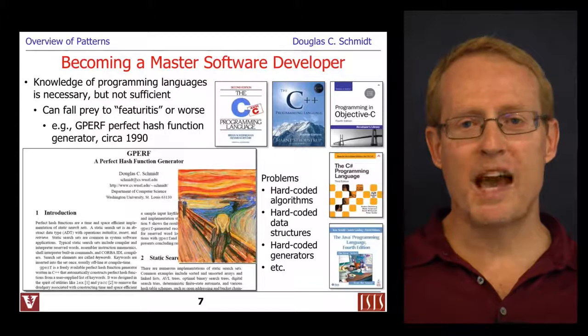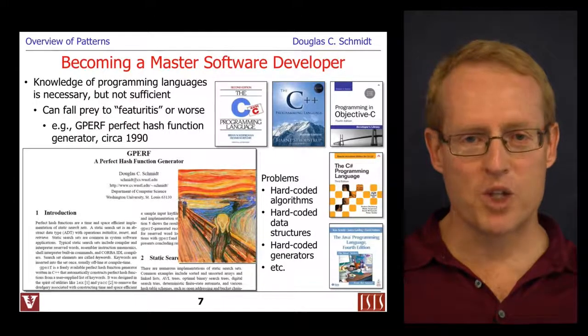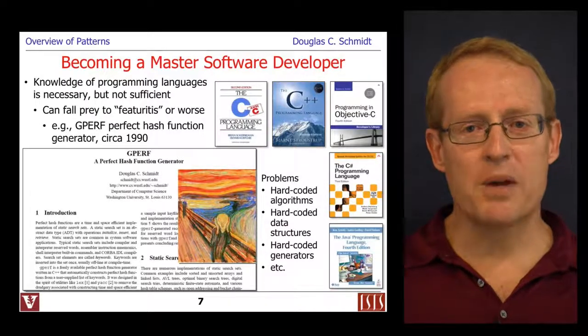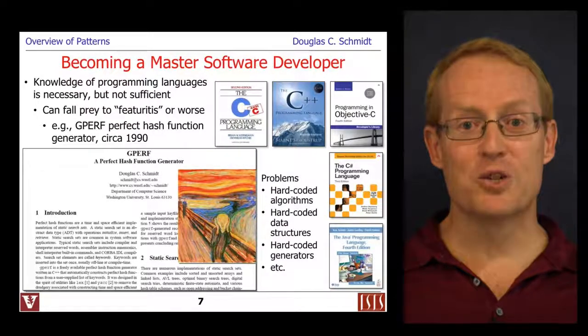So when people came to me and asked for new features, asked to be able to change the algorithm, asked to be able to have new generators for new languages, I was in a pickle because I'd programmed myself into a corner.